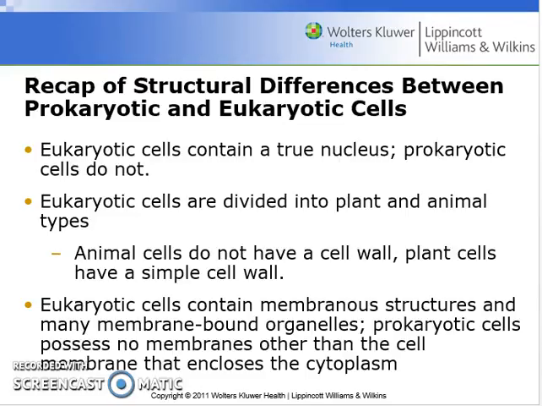Eukaryotic cells are essentially divided into two types. We have plant cells and we have animal cells, and that's pretty much it. The plant cells contain a cell wall, and the animal cells do not have a cell wall. Eukaryotic cells have organelles, which are membrane bound, and all of those organelles have specialized structures. Prokaryotic cells don't have any membrane bound organelles, and the only membrane that you'll find in a prokaryotic cell is that of the cell membrane that surrounds the cytoplasm.